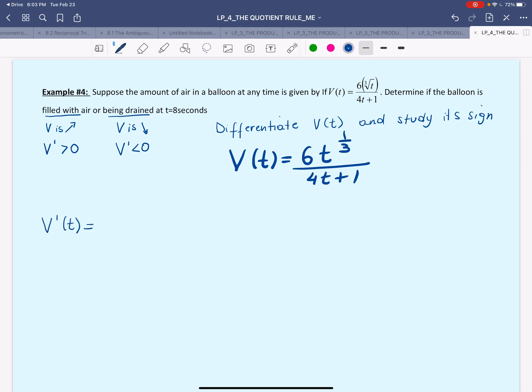Okay, so we're going to say V prime of t equals 6 times 1/3 t to the power of 1/3 minus 1 times 4t plus 1, minus the derivative of 4t plus 1, which is 4, times 6t to the power of 1/3. And this is all going to be over 4t plus 1 squared.